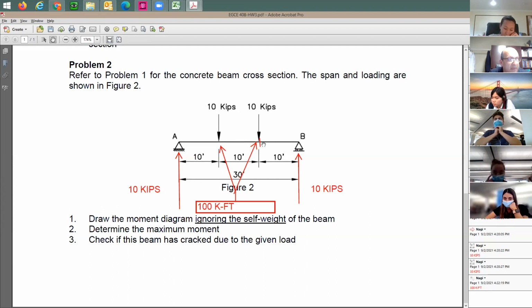How about the moment in the middle? It's going to be a straight line. The moment on the right side is going to be a straight line between what? Between a 0 value and 100. And here from 0 to 100. And here from 100 to 100 is going to be a straight line. So I'm expecting the diagram to look like this.